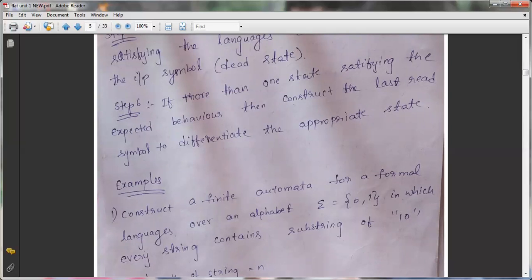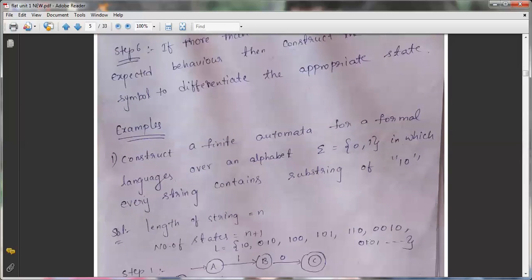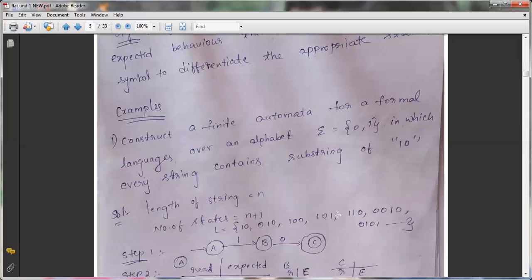So here, construct a finite automata for a formal language over an alphabet. I am taking a simple example so that you can clearly understand the concept of the construction of the DFA. Construct a finite automata is nothing but construction of DFA only. Over an alphabet sigma equal to 0, 1, in which every string contains a substring 1, 0. So here, first we have to know the length of the string.